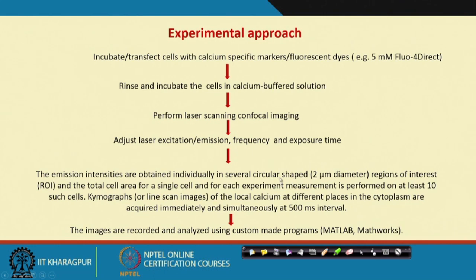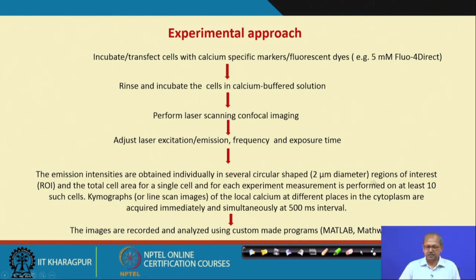Then we can fix on a region of interest or circular separate regions of interest, and we take the images. Images are acquired every 15 seconds for different places of the cells, and you can take at least 10 or 15 cells. Then all the images are processed using MATLAB, then post-processing is done to know how much calcium flickers are generated with respect to different types of stress or response.